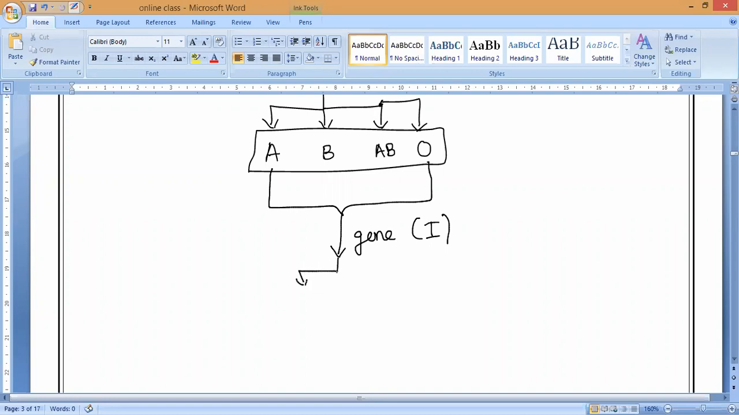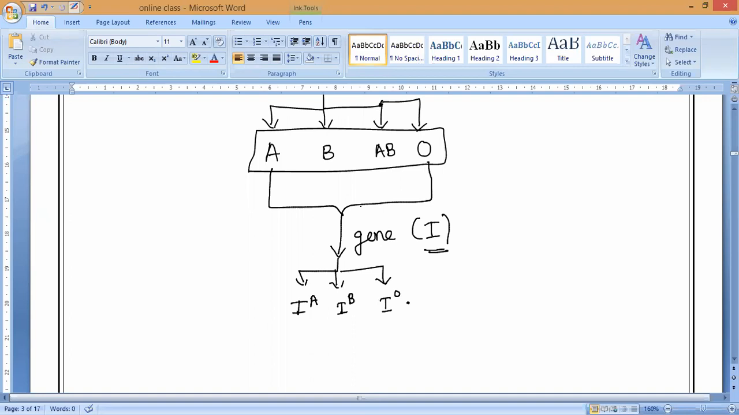So what are the three different forms of alleles? Just now I told you. That is I^A, I^B, and I^O. These are the three alleles of the gene called I, which controls the blood group from the parents to the offspring: A, B, AB, and O.